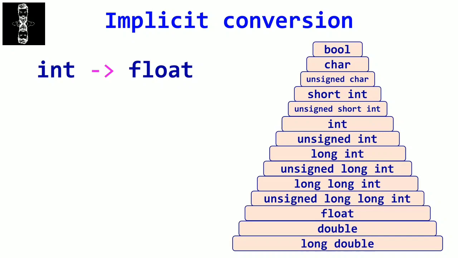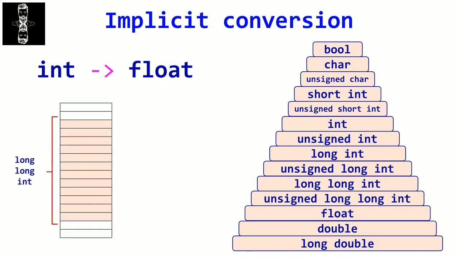For example, by following the data type structure, a variable of type long int will be converted to float. But long int can hold 8 bytes, while float can hold only 4, so be careful about this.